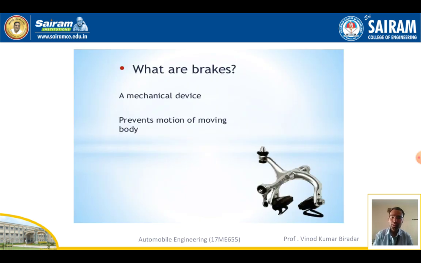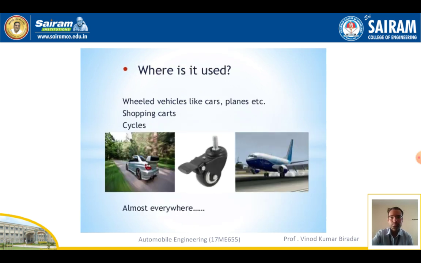Next, a brake is a mechanical device that will prevent the motion of a moving body. I have taken images of the brake system and put them here. Just look at this. If the pedal is pressed, these two will stop the wheel. Where is it used? Wheel brake systems are used in almost all vehicles, like cars and planes. Even trains are using them. Here are some images of braking systems: the brakes in a car, a plane, and this is a bicycle. Almost all vehicles use brake systems.